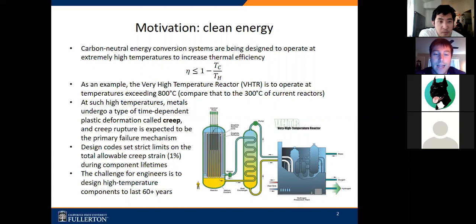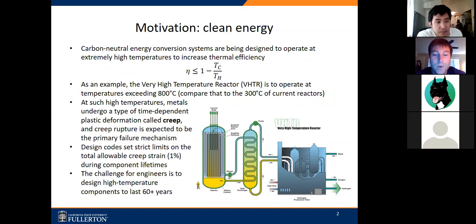Current reactors are operating at 300 degrees. So that tells you just how much of a difference that is. And at those really high temperatures, metals undergo a type of deformation called creep, and creep rupture is expected to be the primary failure mechanism. And design codes like the ASME boiler and pressure vessel code set strict limits on the amount of creep strain that can accumulate during the lifetime of a component.